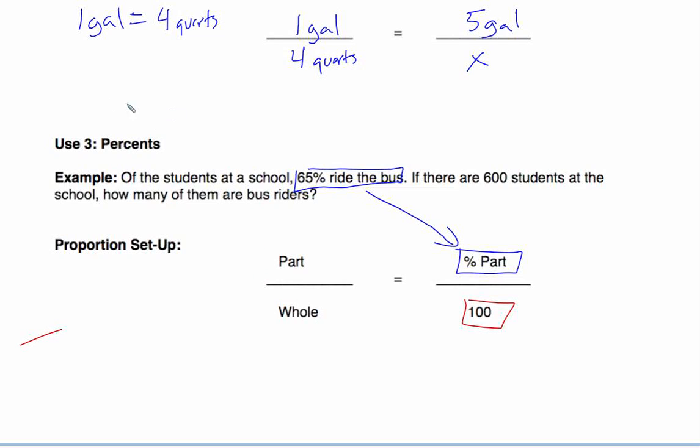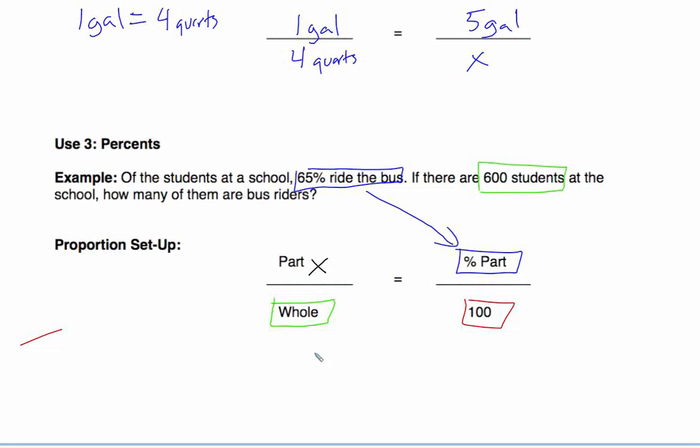So let's take a look at it. If there are 600 students at the school, how many of them are bus riders? Now, which is my whole? The total number at the school or the bus riders? Well, bus riders are going to be the part, and the whole is going to be how many students are at the school. So 600 students at the school, that's going to be my whole. Okay, and my part is going to be what I'm looking for. How many of them are bus riders? That's my unknown. That's going to be my x.